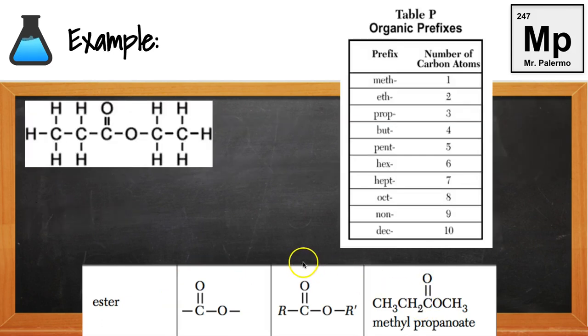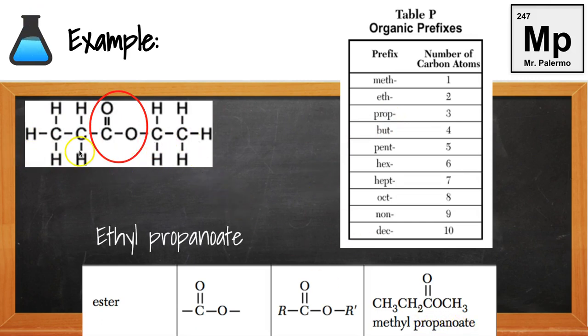So we're going to locate our functional group in this example. We see it here. We know it's an ester. We're going to name the right side first as they did in their example. So it has 2 carbons. That is eth. Then we're going to name the left side, which contains 3 carbons. That is going to be prop. So instead of methyl propanoate, this is ethyl propanoate.